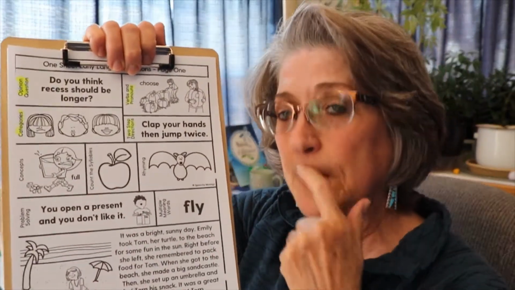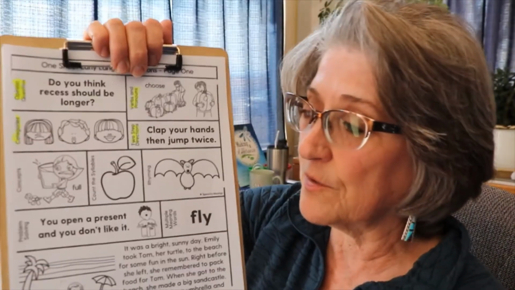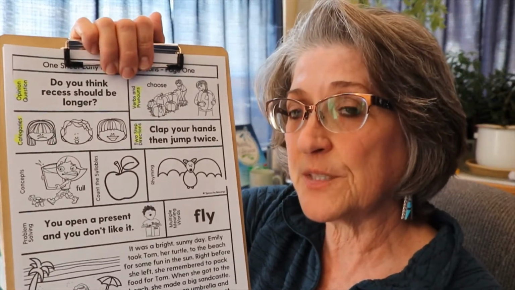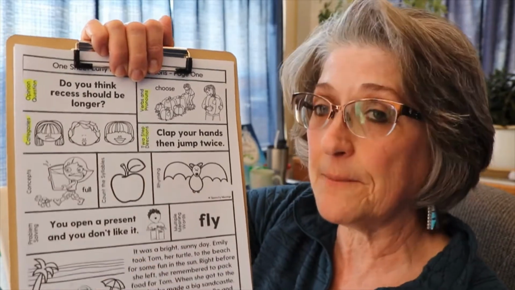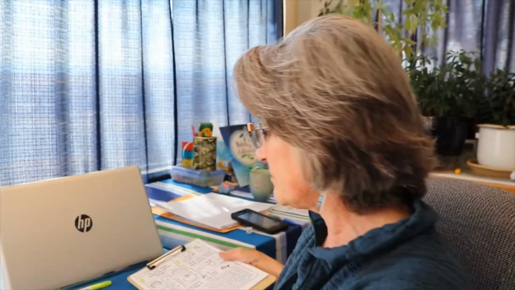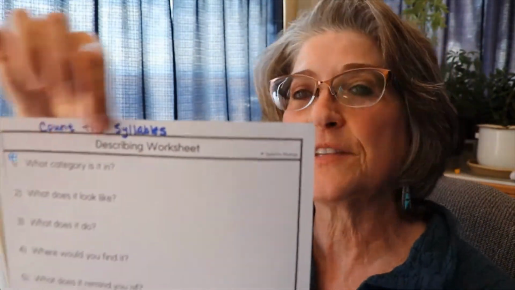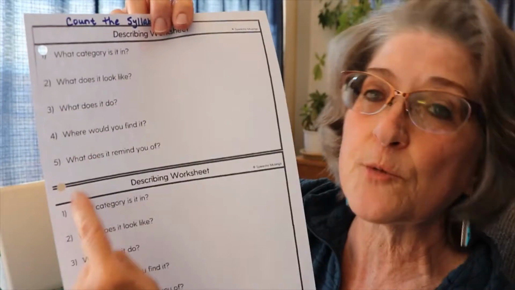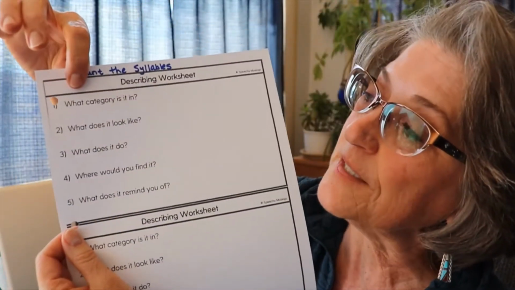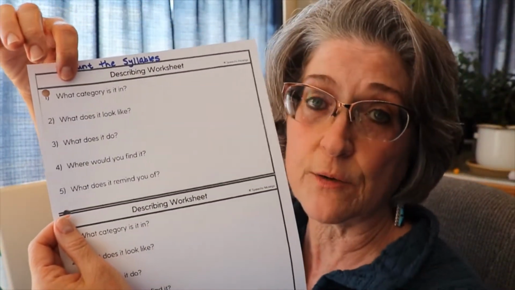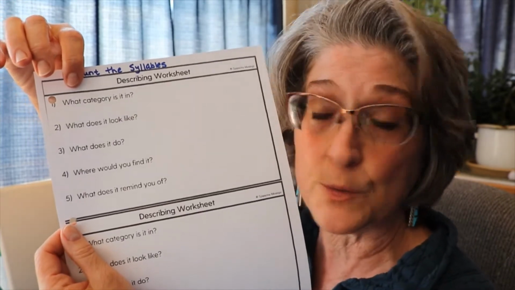And again, if you look at page 3 in your packet, it also gives you some additional ideas for things to do with that in that box. And we have a worksheet to go with that one, count the syllables, and so you can ask your child some questions about it. What category is it? In the case of apple, it would be the category of fruit or maybe food.